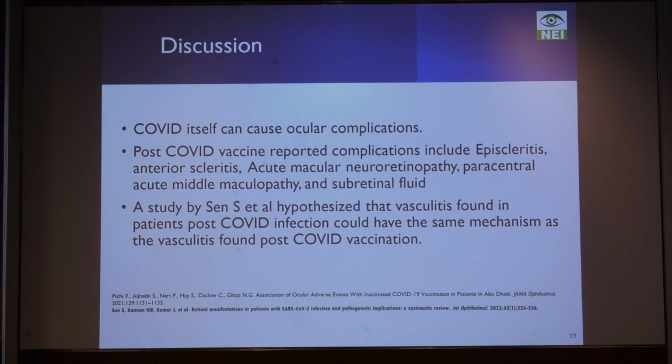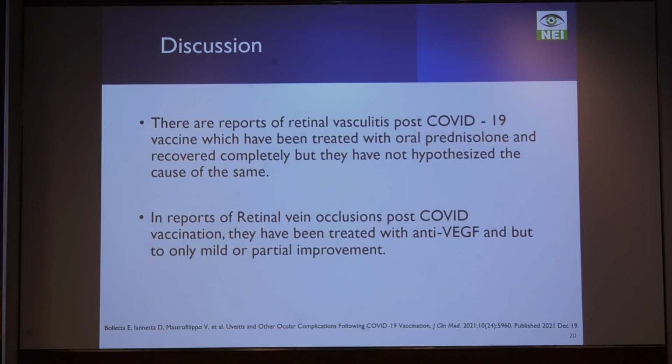Now the discussion. COVID itself can cause ocular complications. Post-COVID vaccine reported complications include episcleritis, angioscleritis, acute macular neuroretinopathy, paracentral acute middle maculopathy, and subretinal fluid. A study by Sain S. et al. hypothesized that the vasculitis found in post-COVID infection patients could be the same mechanism as that found in vasculitis post-COVID vaccination patients.